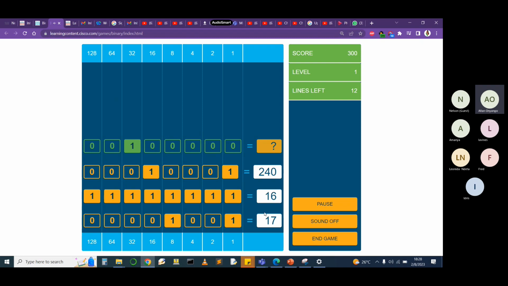17, which numbers add up to 17? Should be 1 and 16. When there's a wrong one somewhere, click on it and it will be 0. 16 should only be 16, so change everything else to 0.